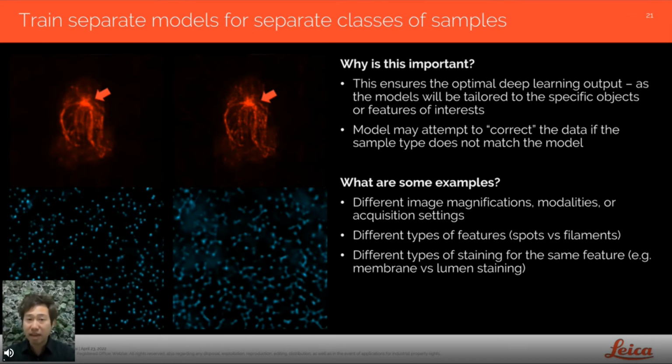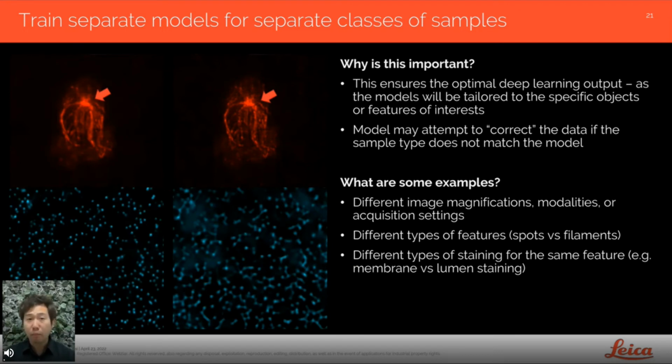And what are some examples of data that you should train separate models on? For example, if you're using different imaging modalities or acquisition settings, like magnification and exposure, or objects that are of different shape profiles, so let's say you have both spots and filaments, or stains that target different parts of the same object, like say a membrane stain and a lumen stain.